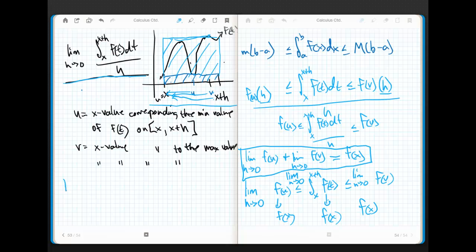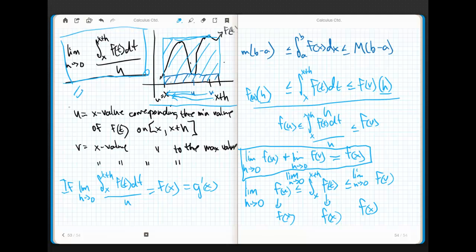If the limit as h goes to 0 of the integral from x to x plus h of f of t dt over h equals f of x, well, don't we know that this is equal to g prime of x? That's how we defined it right there. This was g prime of x, and we did it. We proved it. That is the proof of the fundamental theorem of calculus in a nutshell. We proved that the derivative of an integral is the integrand, as long as that integral is not definite.